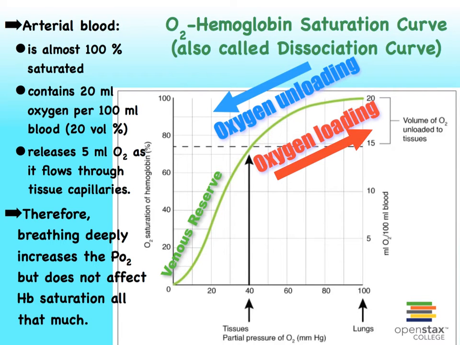Now, we can breathe more deeply in an attempt to increase the partial pressure for oxygen in the body, in our blood, to beyond 100, but we're already at almost 100% saturation rate in the lungs when the partial pressure for oxygen is only at 100. So breathing more deeply and increasing the partial pressure for oxygen really does not impact our saturation levels for hemoglobin, by the way.